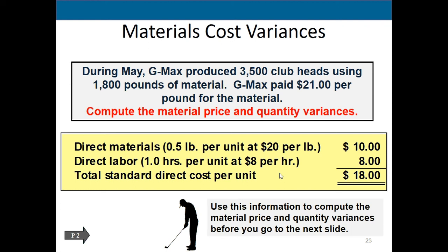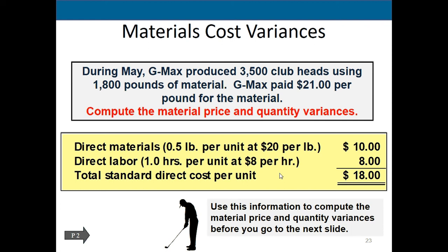During May, GMAX produced 3,500 club heads using 1,800 pounds of material. GMAX paid $21 per pound for the material. Do you already see a problem? I already see a problem. We should have only paid $20 per pound. That's the easiest one to pick up. It looks like we have a price variance already of $1 per pound, without a doubt.